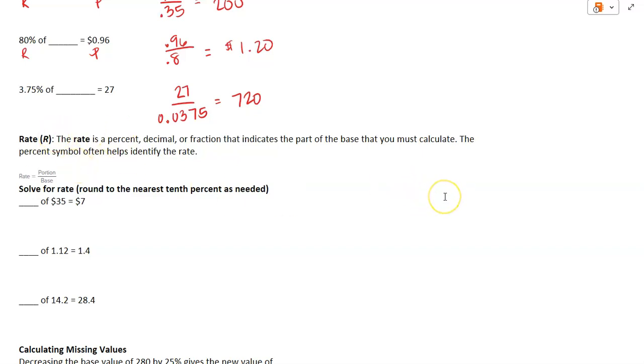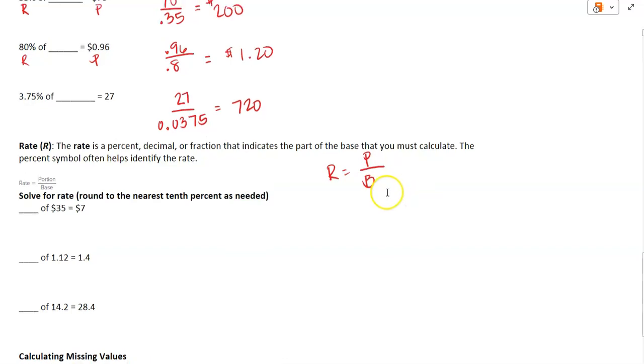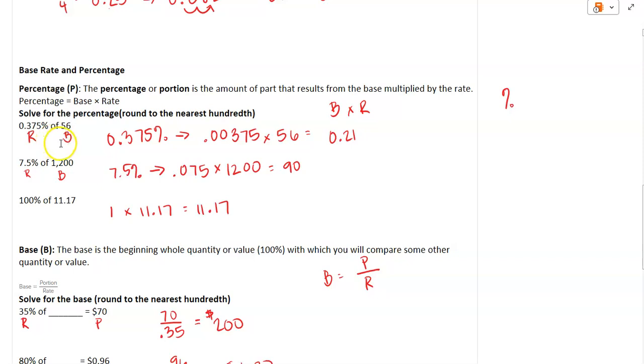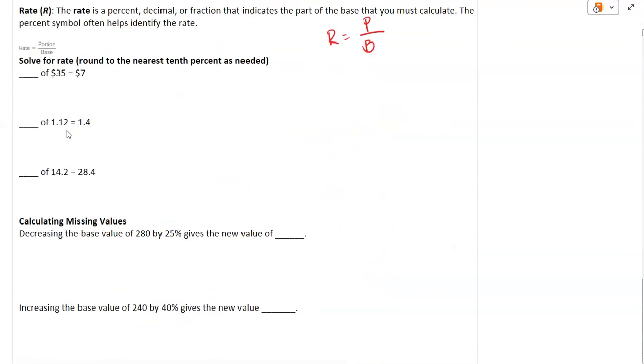So remember, your rate is the number that has the percent symbol. Okay, and so the formula for that, your rate is your portion or your percentage amount over your base. Okay, and again, as I said a few minutes ago in this earlier section, you can usually identify your base because it usually follows the word of.